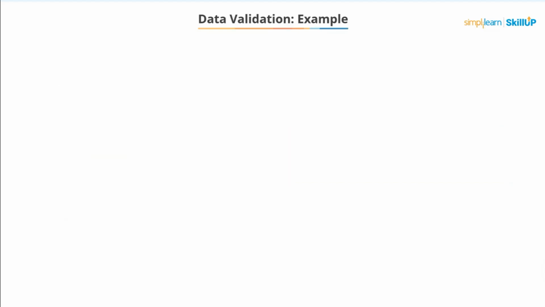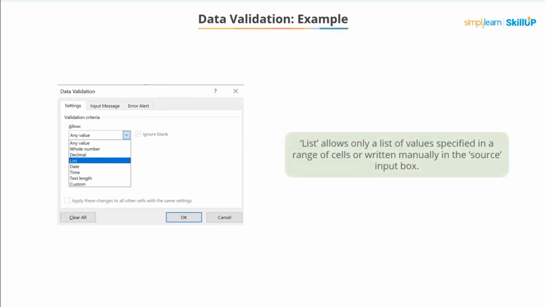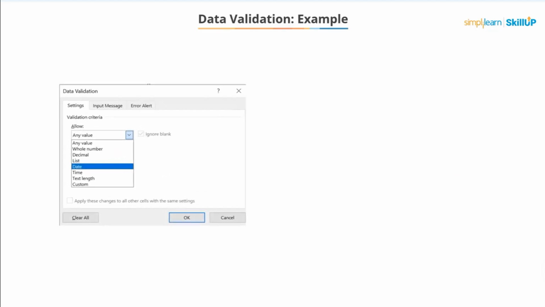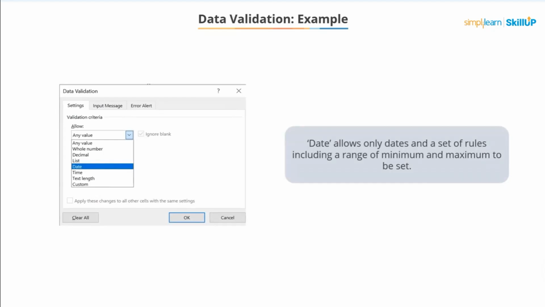Now let us know about list. List allows only a list of values specified in a range of cells or written manually in the source input box. Now let us learn about date. This validation criteria allows only dates and a set of rules, including a range of minimum and maximum to be set.